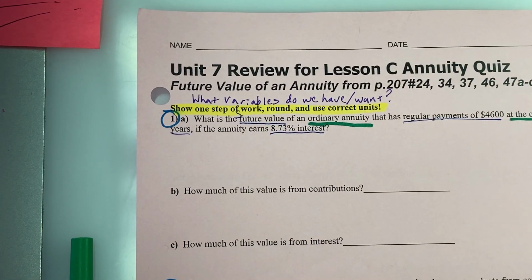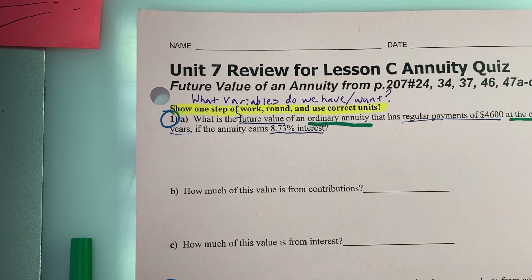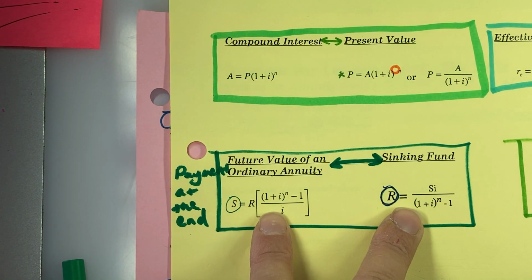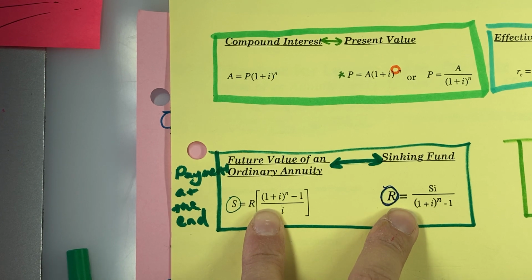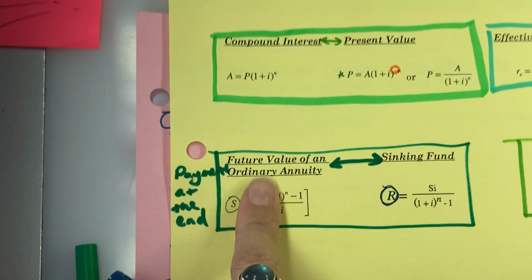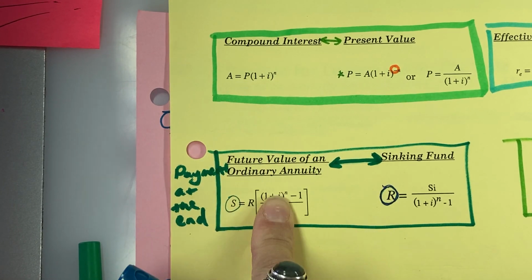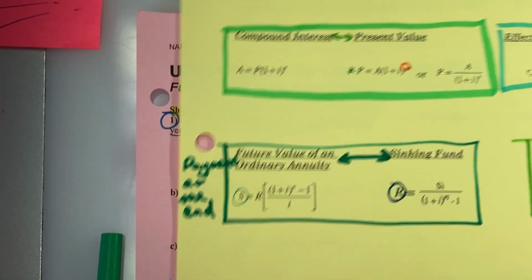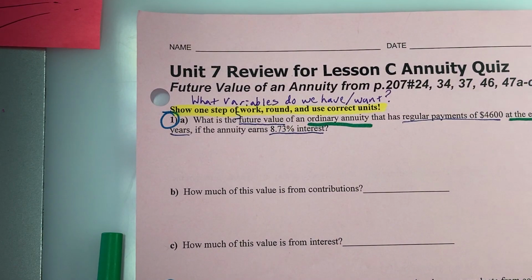Now, it tells us straight up that this is an ordinary annuity. So which of these ordinary annuity expressions do you think we're going to use if we're solving for S? The future value of an ordinary annuity. So we're going to be using this formula. Something to keep in mind as we go through this problem.